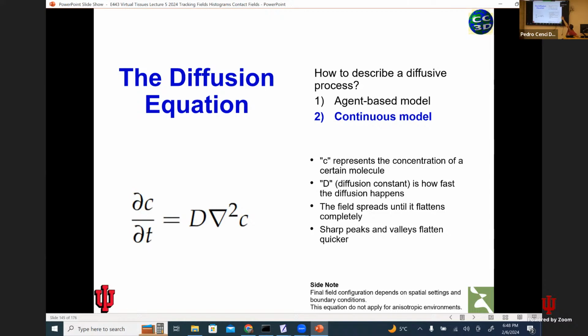What would be an agent-based model of diffusion? The Ehrenfest model, the one we saw before. What are the agents? The particles moving around. Here, this is the continuous model. This is an abstraction. Okay, this is representing the overall behavior of an ensemble of particles moving around. D is the diffusion constant. C is our concentration. And that's it.